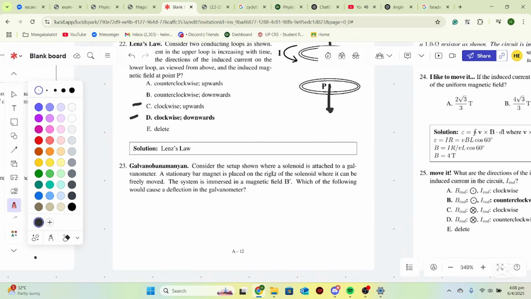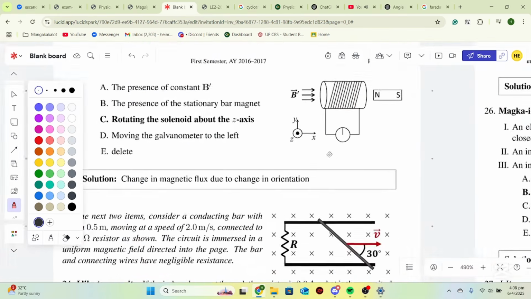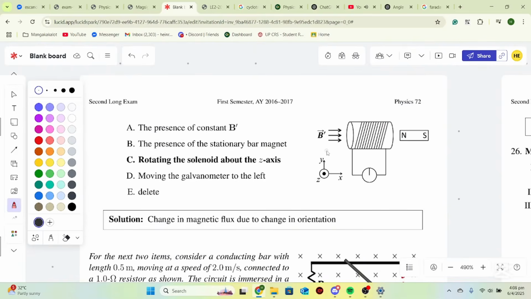Next, consider a setup shown where a solenoid is attached to a galvanometer. A stationary bar magnet is placed on the right side where it can be freely moved. The system is immersed in magnetic field B prime. Which of the following would cause a deflection in the galvanometer? Basically in this setup, we did this in the Physics 72.1 lab, but if you move the magnet into the solenoid, it will change the galvanometer.